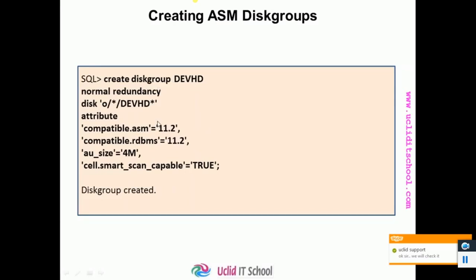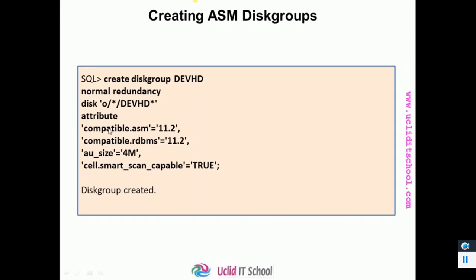So you observe this syntax: create disk group, disk group name, redundancy, disk. Now you observe this string, o star. Star means every storage server. But on every storage server, what grid disks are to be used? Those whose name is starting with dev HD. Not all the grid disks, whatever is matching with this.